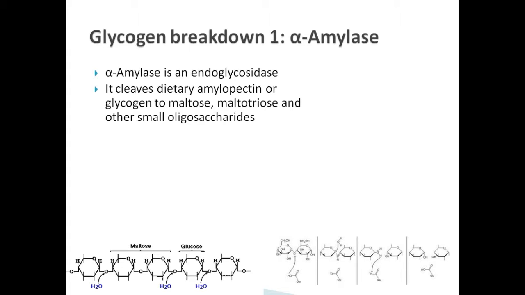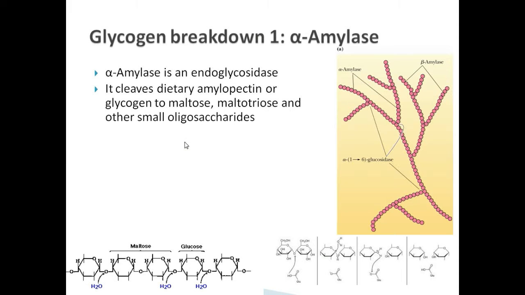endoglycosidase enzyme, and it cleaves dietary amylopectin, a form of starch, or of course it cleaves glycogen, to maltose, maltotriose, and other small oligosaccharides. So this would be a glucose residue. If we have a dimer of that, two glucose residues bound in an alpha 1,4 bond, that will make a maltose. And once you have 3 residues or 4 residues, we refer to that as small oligosaccharides.